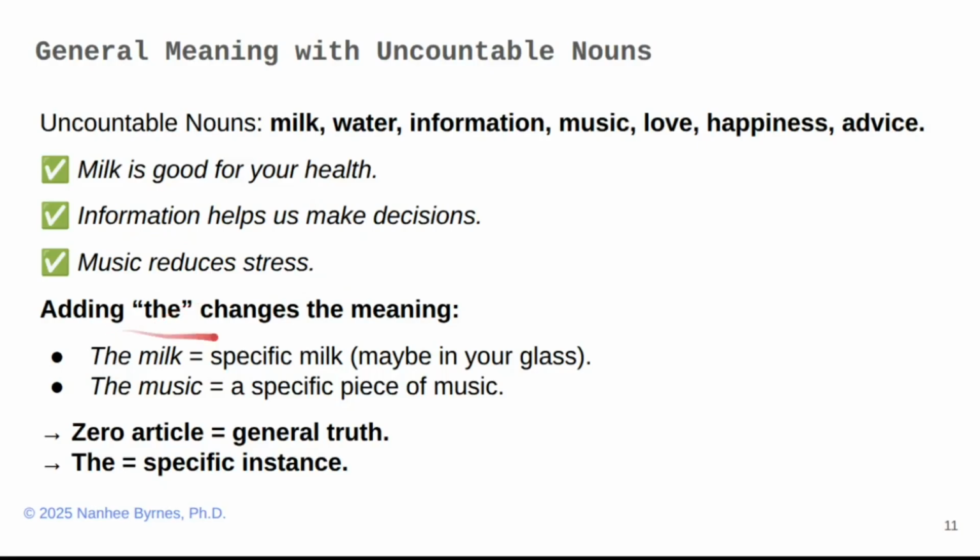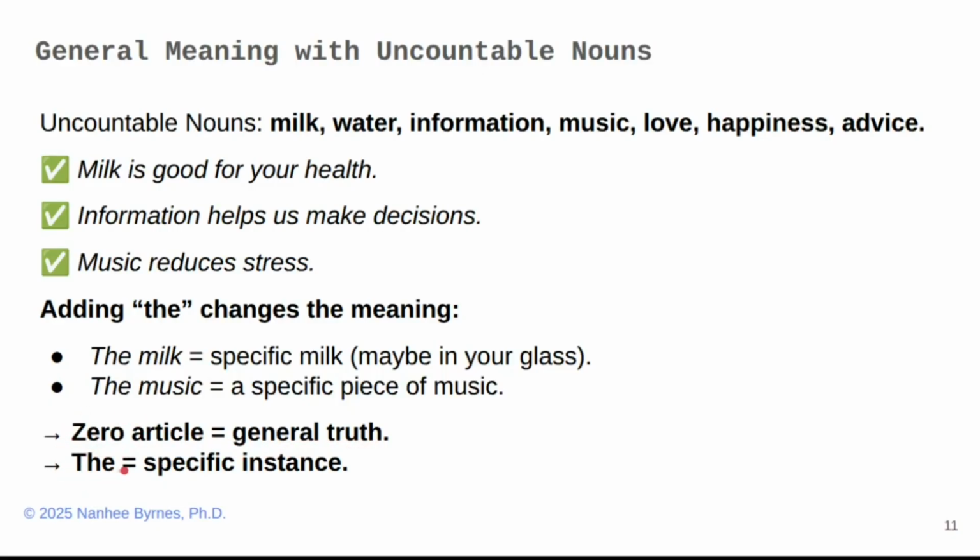The milk is good for your health refers to a specific milk, maybe the one in your glass. The music reduces stress refers to a particular piece of music, not music in general. So here's the key. Zero article signals a general truth, while the points to a specific instance.